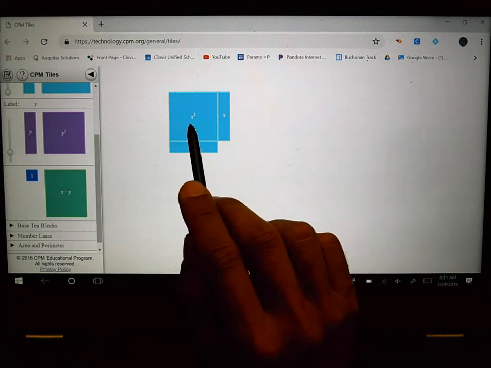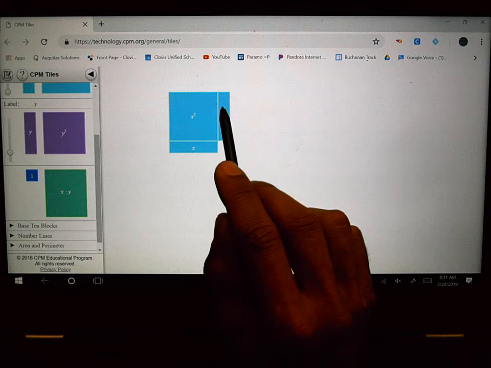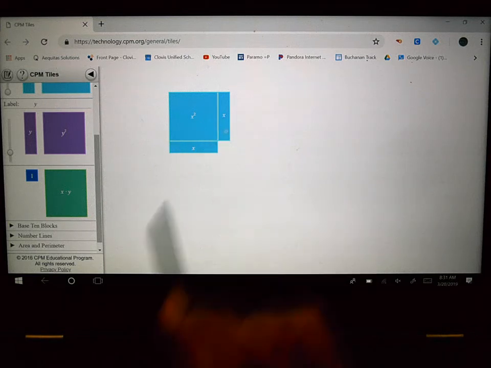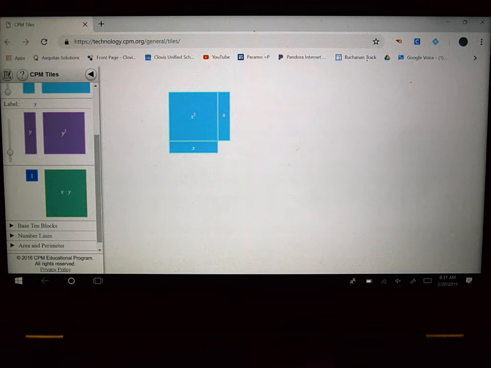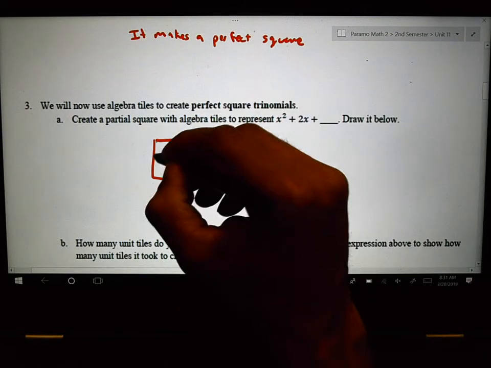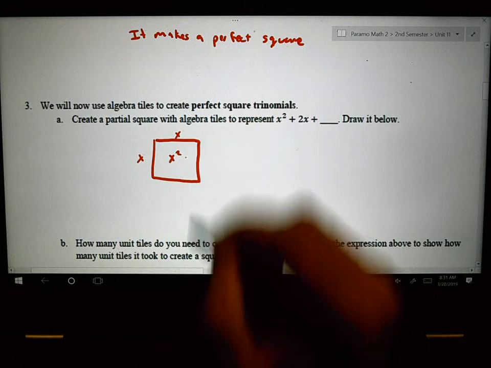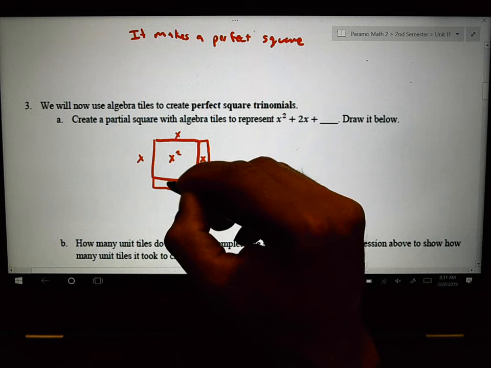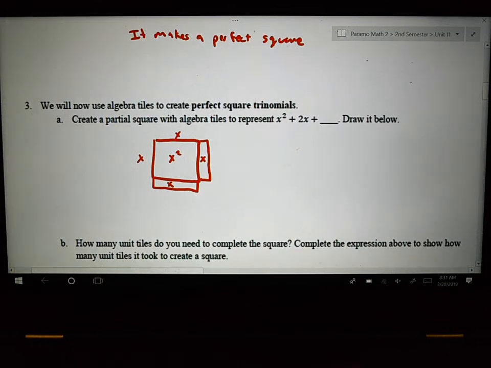What this shows is this is x squared, this is 1x, and here's another x. X squared plus 2x. This is what the drawing should be like for number 3a. When you go over here, you're drawing an x squared plus 1x, and another x makes 2x. Draw it below. We just did that for part A.